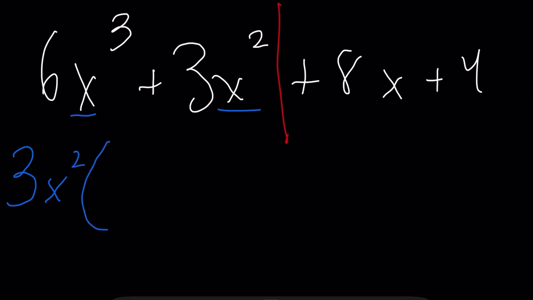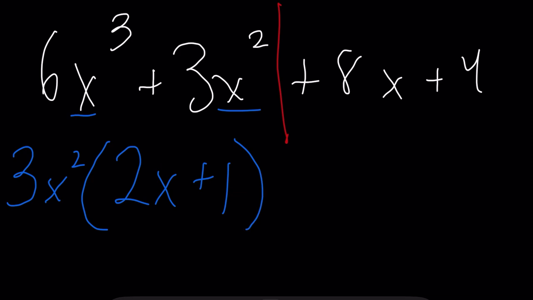So now we figure out, what do we multiply by 3x squared to give us 6x cubed? Well, as I said before, 3 times 2 gives you 6. And x squared times x gives you x cubed, because we're adding those exponents. So we would have 2x. Now we have 3x squared times what gives us 3x squared? Well, it's just plus 1. And that's our first group.